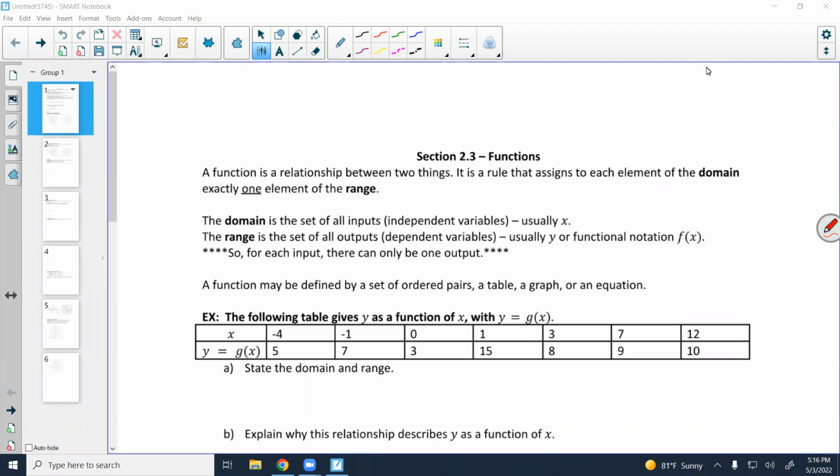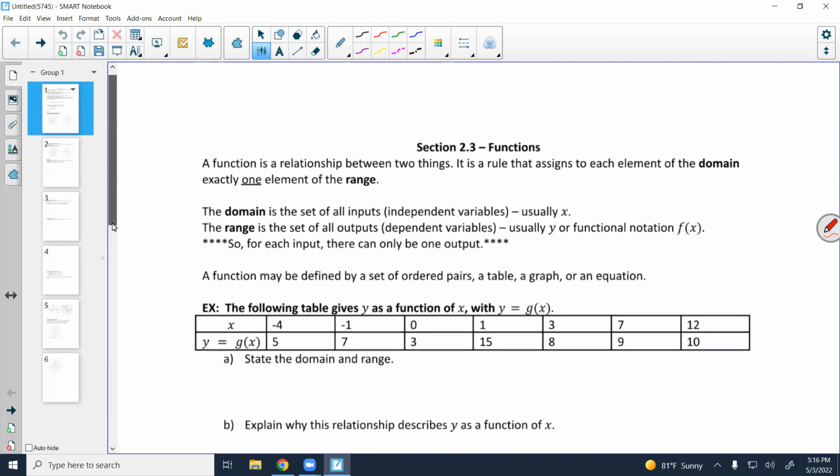The domain is the set of all inputs, independent variables. We usually use x for the domain. The range is the set of all outputs or dependent variables, usually y or the function notation f of x. So for each input, there can only be one output. A function may be defined by a set of ordered pairs, a table, a graph, or an equation.